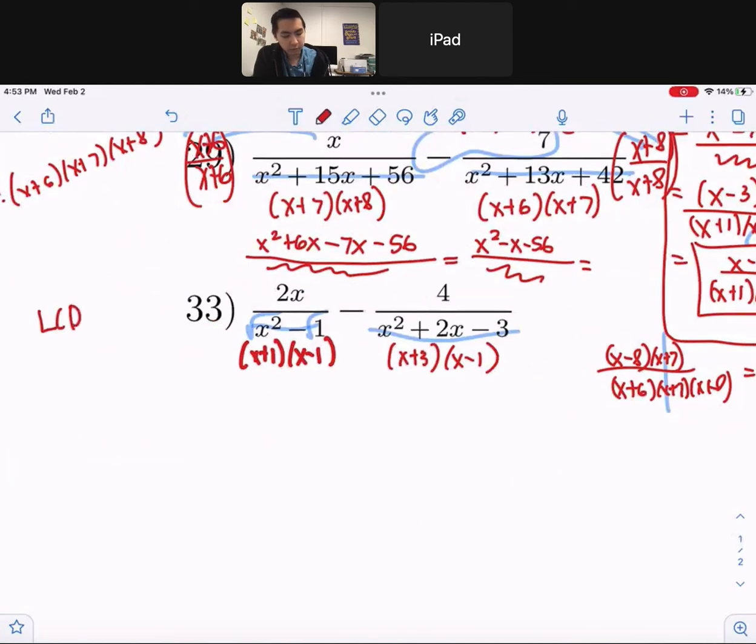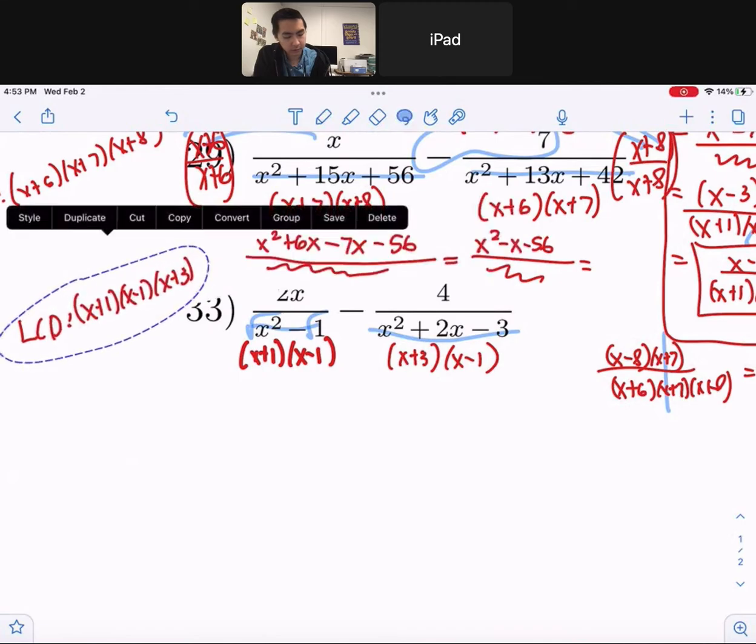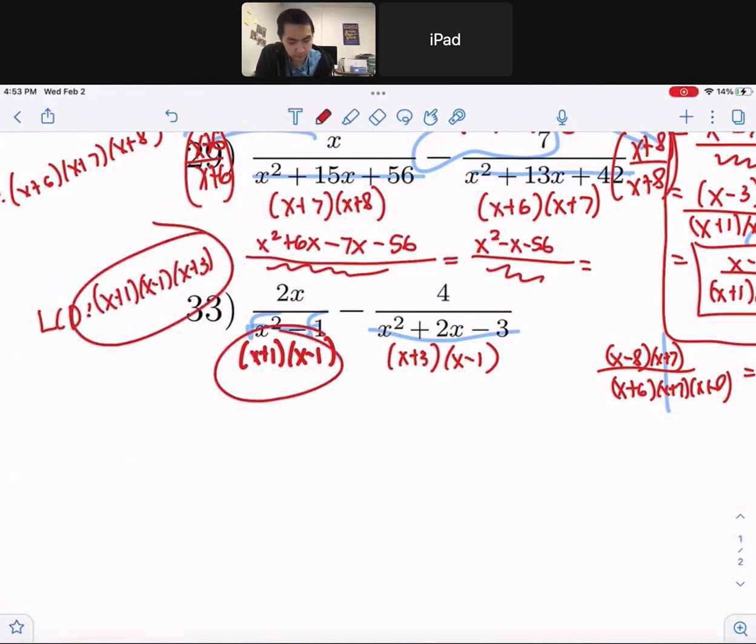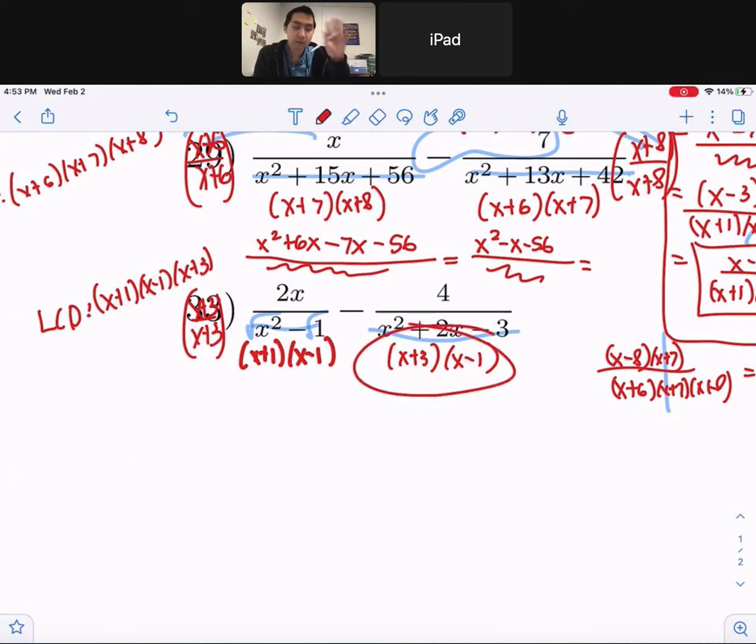So look at all the factors in the denominator. I see an x plus 1, I see an x minus 1, and I see an x plus 3. So we need both of them to match up with this LCD. Well, what is this missing from here? An x plus 3. So multiply to top and bottom. What is this missing from here? This is missing an x plus 1 from top and from bottom.